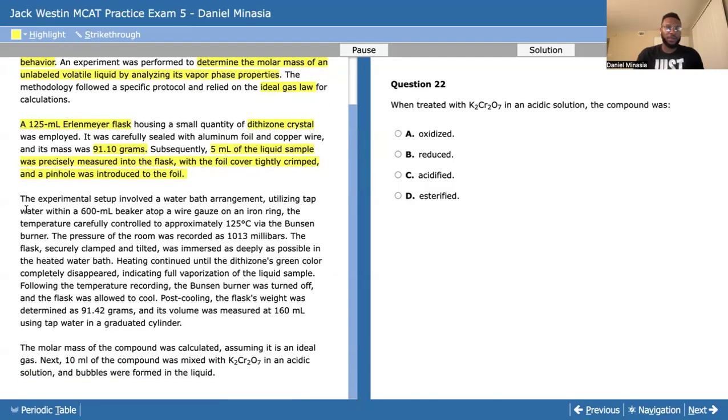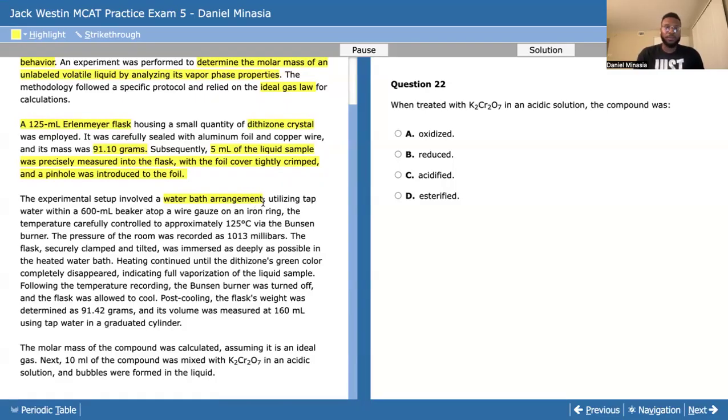The experimental setup involved a water bath arrangement. A lot of people have taken Gen Chem and OChem, so some people might remember what a water bath arrangement looks like. If you don't and you see this, don't stress out. You don't necessarily need to know every single detail in a passage to be able to answer the questions correctly. If you know what a water bath arrangement looks like, great, awesome. If you don't, don't panic, keep a level head.